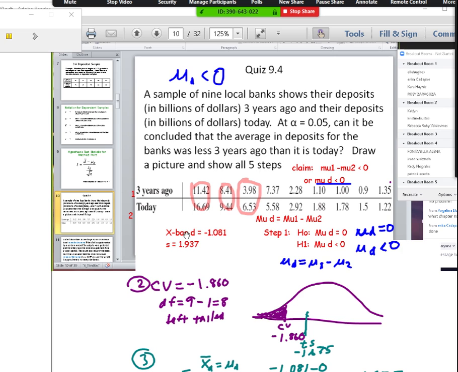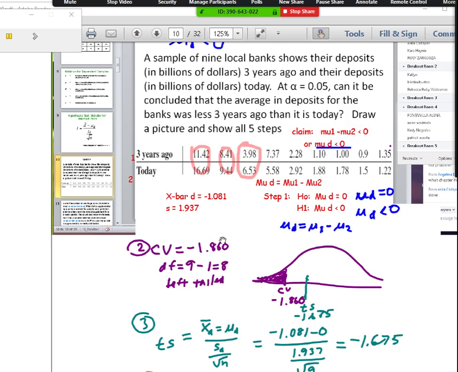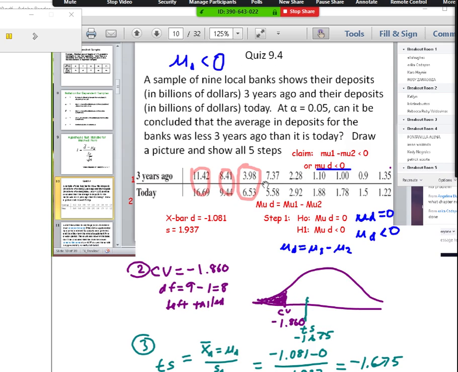And then you also have to find your x bar d and your S D. So what you're going to do is put this into list 1, put that into list 2, subtract them to get your list 3, and then do 1-var stats on list 3, and you'll get your x bar d is negative 1.081, and your S is 1.937. I think that's correct.